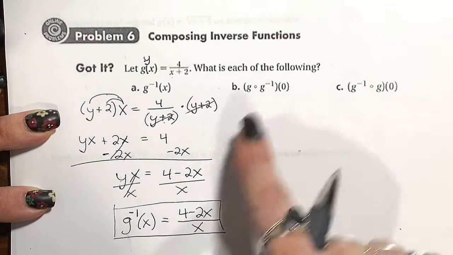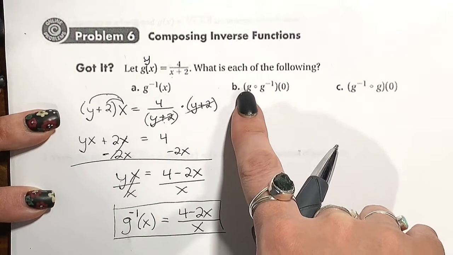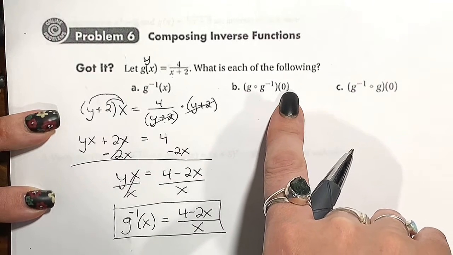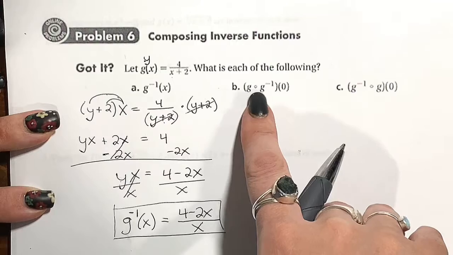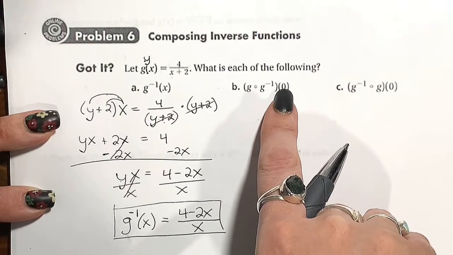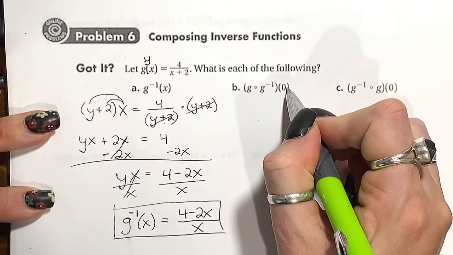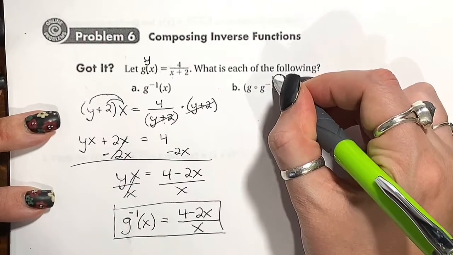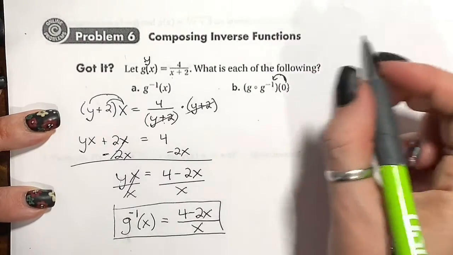Now what it's saying to do on part B is the composition of g composed with g inverse of 0. So remember, when we have this notation here, especially when we have a number inside instead of an x, you're going to work backwards to the front. So first what we're going to do is take 0 and plug it into our inverse function.